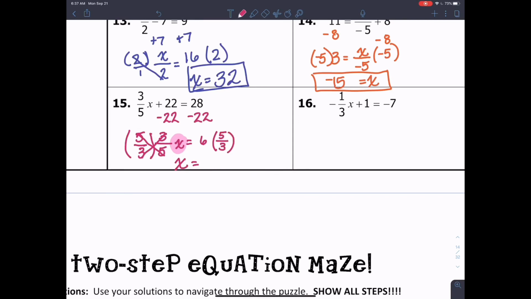So now I have a whole number times a fraction. So I'm going to put my 6 over 1. If you know how to cross simplify, go ahead and do that. But I'm going to show you what most of you probably will end up doing. I'm just going to do 6 times 5, which is 30. 3 times 1, which is 3. And I'm going to actually divide 30 by 3 and get 10. Therefore, the answer to this equation is 10.